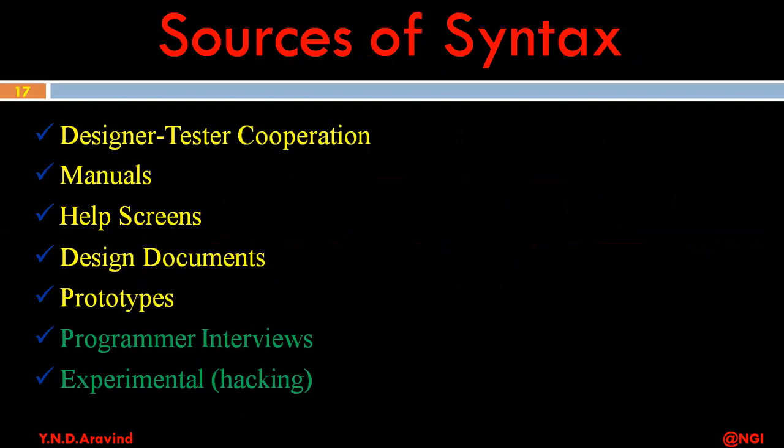Next, after prototypes, program interviews. This is the second most expensive way to get user and operator command syntax, which is to drag the information out of the implementation programmers by interviewing. So we get the information by interviewing. Next, experimental hacking. The most expensive possible way to get the syntax is by experimenting with the running program. That is another way.